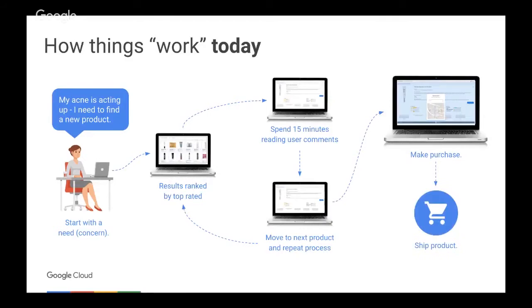So typically, what we have seen right now, at least what I have seen in most websites, is you say, I need to find a product. In this case, my acne is acting up. I need to find a new product. They search for products. They get results by top rated. So it's like the users who have rated the products. The user spends 15 minutes reading the user comments, moves to the next product and repeats the process, makes the purchase and ships the product. And this is the way it is for most e-commerce websites that you go to today. But let's see what happens if you follow the same process.